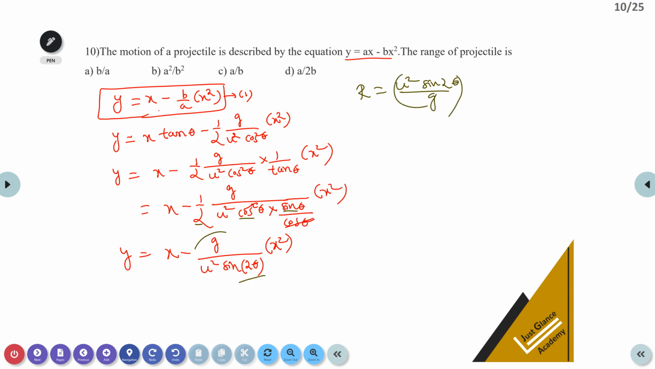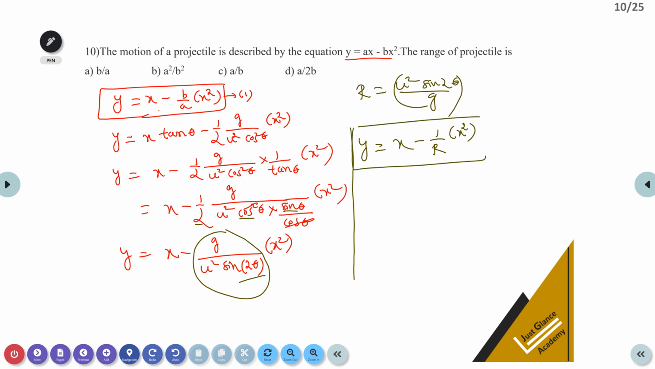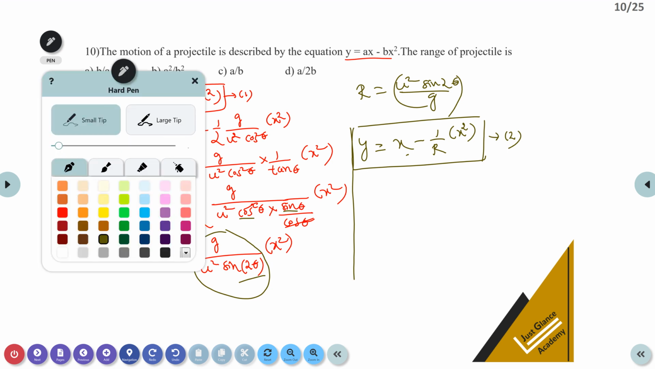So this quantity becomes not r, it is 1 by r. So y equals this x minus 1 by r into x square. You compare this equation with respect to equation 2. Compare this equation and this equation. By comparing that, what do you get here?